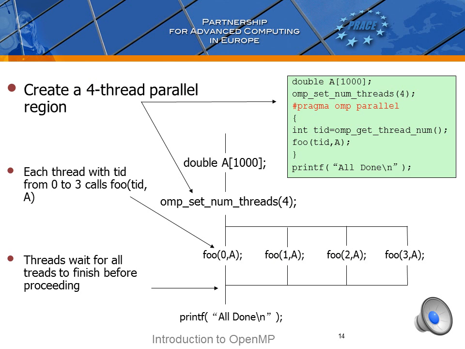As an illustration, we create a 4-thread parallel region. Each thread executes the code within the parallel region at the same time. In particular, threads with thread IDs from 0 to 3 simultaneously call the function foo with the input parameters thread ID and the A vector. At the end of the parallel region, threads wait for all threads to finish before proceeding. It is sort of an implicit barrier for synchronization at the end.